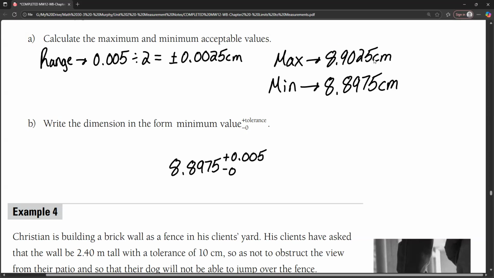And that is the end of measurement, lesson 9, part 2.